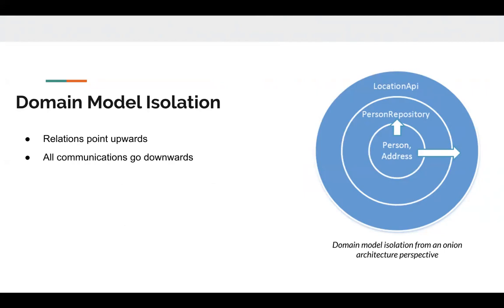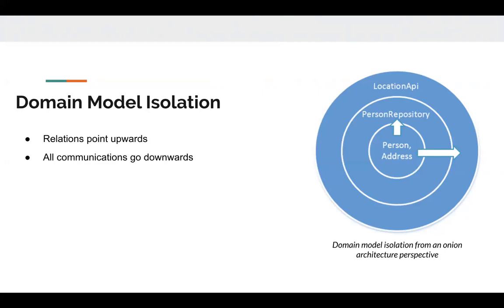So Brady, normally the onion architecture is described with references pointing inwards. You said relations point upwards. So maybe you need to rephrase that. Yeah.